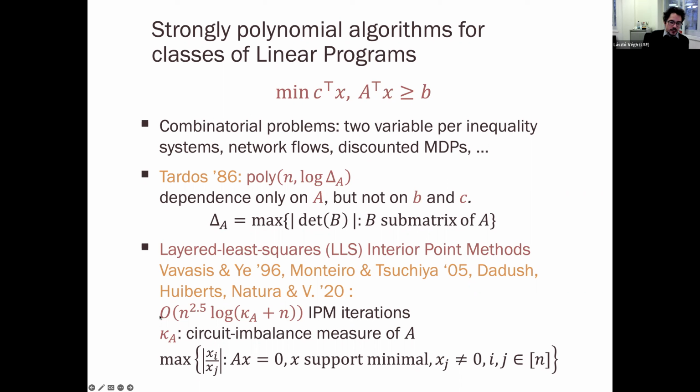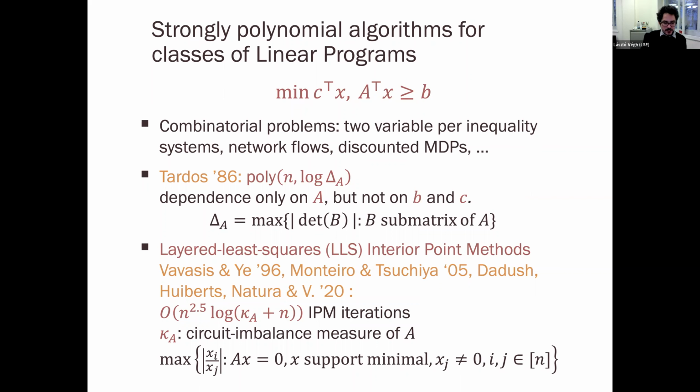So here, this is an interior point method that terminates with an exact optimal solution, which is already very rare for interior point methods that normally just get approximate solutions. And the number of iterations is bounded by a polynomial in n and the logarithm of a certain condition number of the matrix, which we call the circuit imbalance measure.